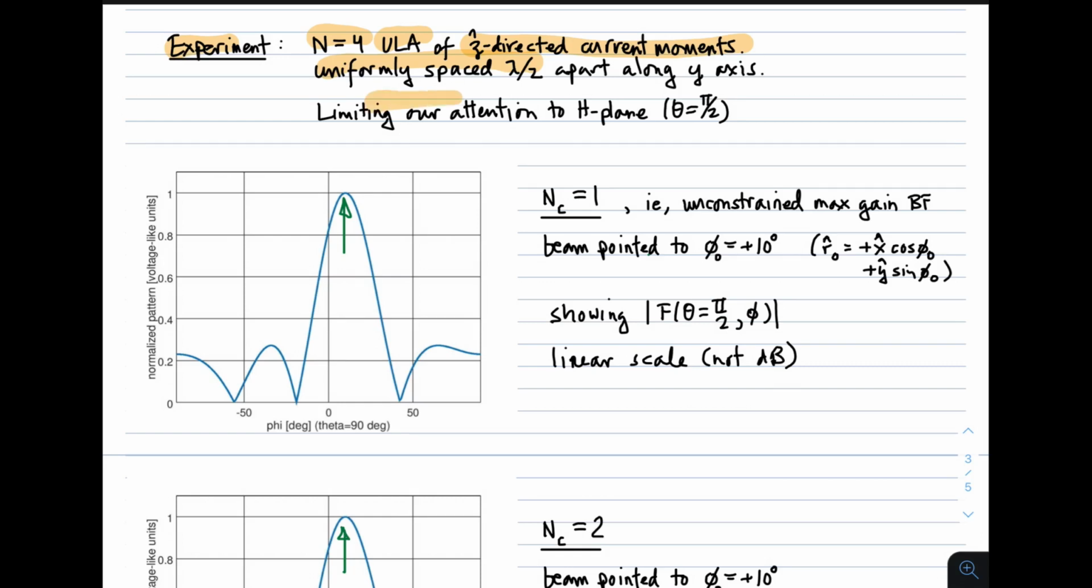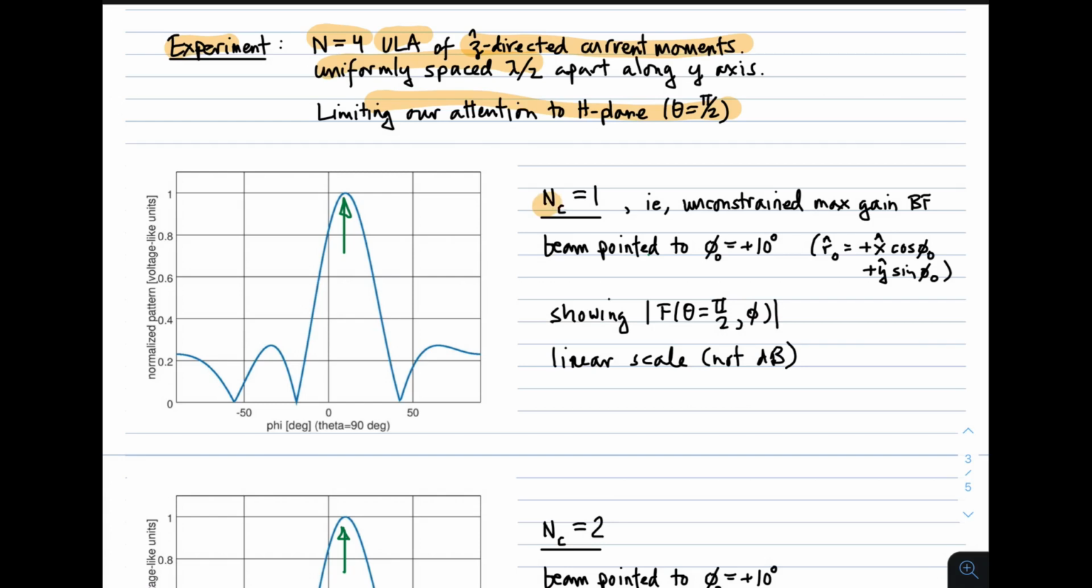We're going to limit our attention to the h-plane, that is the theta equals pi over 2 plane, because that is the only direction that we can really scan a beam for this geometry. There's no way to scan the beam in theta because there are no elements spaced in the z direction. There are elements only spaced in the y direction, so we can only scan in phi.